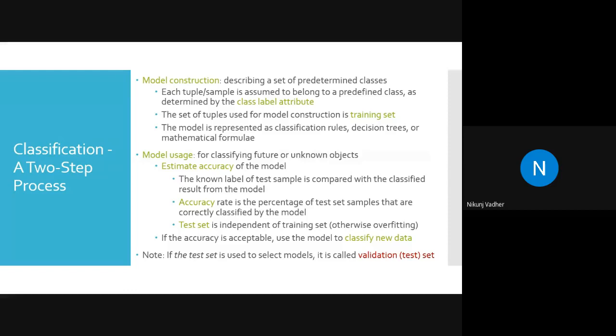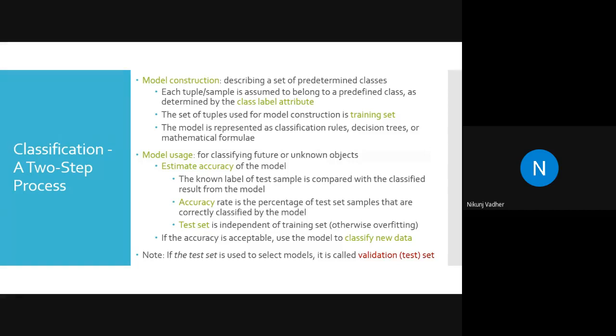So the model can be anything depending on the algorithm. At the end of training, at the end of model construction, we will have well-settled, or tuned, parameters.